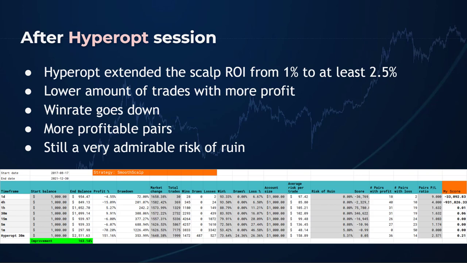Furthermore, the win rate will go down because the amount of exit signals goes higher in comparison with the amount of trades that are happening. The amount of pairs that are profitable also goes up, so this strategy is also applicable to a wider range of trading pairs. And finally, the risk of ruin is higher than previous, but I wish some of my other strategies had such a low ROR. So let's see how this strategy performs in comparison with the earlier tests.